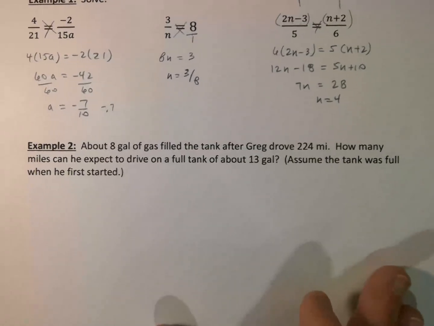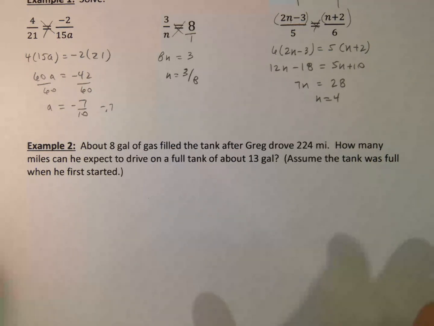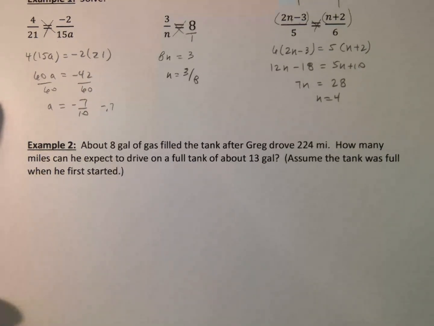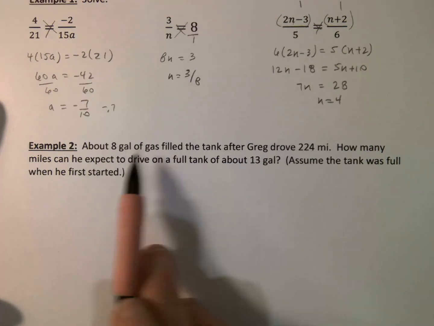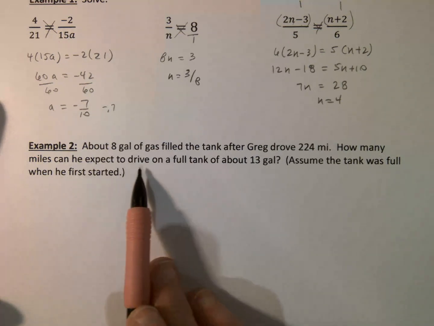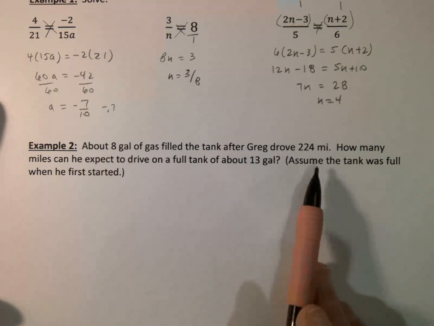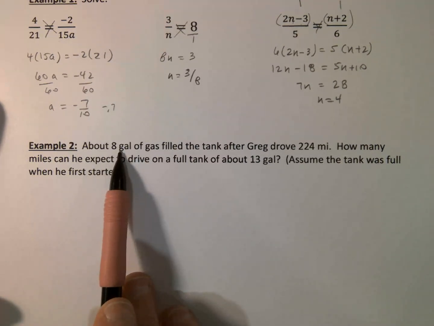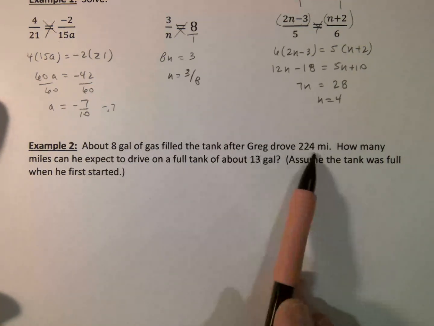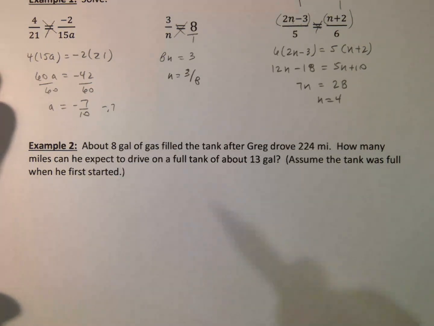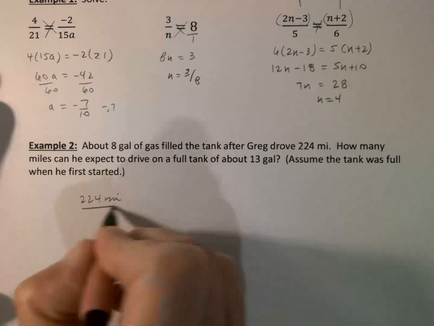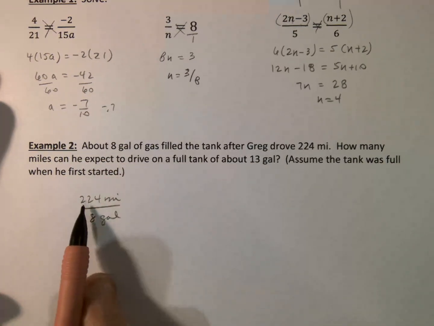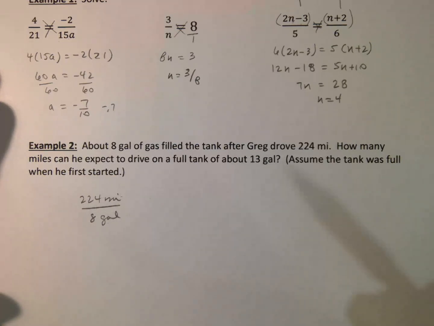Okay, if we look at example 2, now I have a word problem. And I'm going to write a proportion to solve this. So about 8 gallons of gas filled the tank after Greg drove 224 miles. How many miles can he expect to drive on a full tank of about 13 gallons? Assume the tank was full when he first started. So the tank was full, and because he needed 8 gallons to fill it after going 224 miles, we're going to assume that he burned 8 gallons. So for 8 gallons of gas, he was able to go 224 miles. So 224 miles for 8 gallons, okay? So there's the beginning of my proportion.